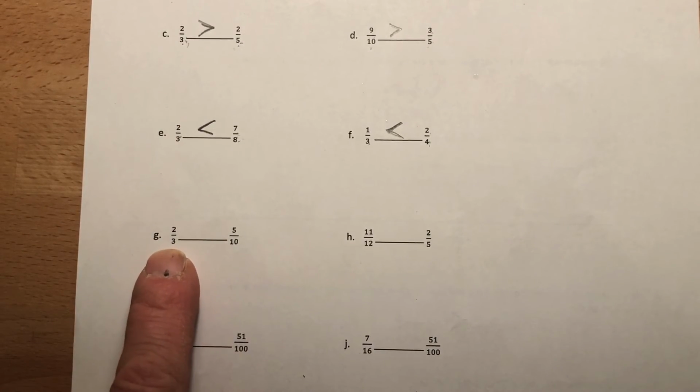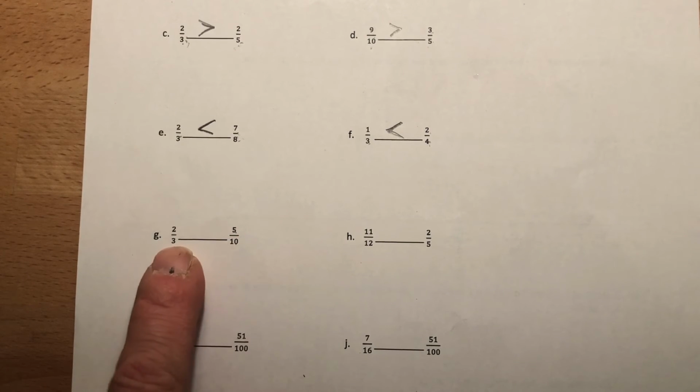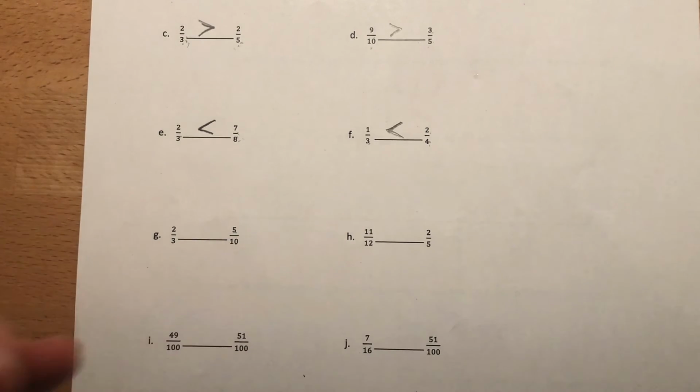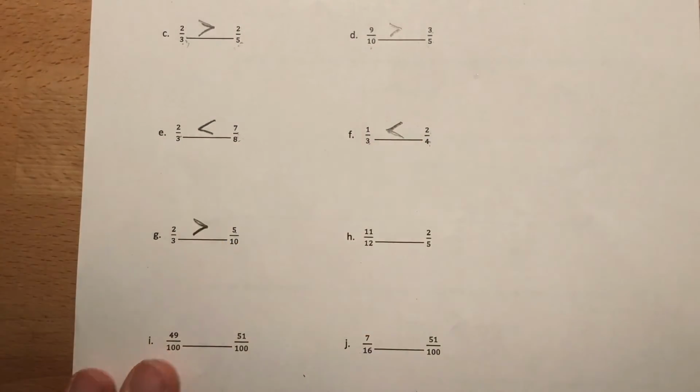I got 2/3, great, that's more than a half. And then I've got 5/10, which is exactly a half, because 5 is half of 10, right? And I know that 1/3 is less than a half and 2/3 is greater. It's an odd number. So 2/3 is greater than a half. Great.